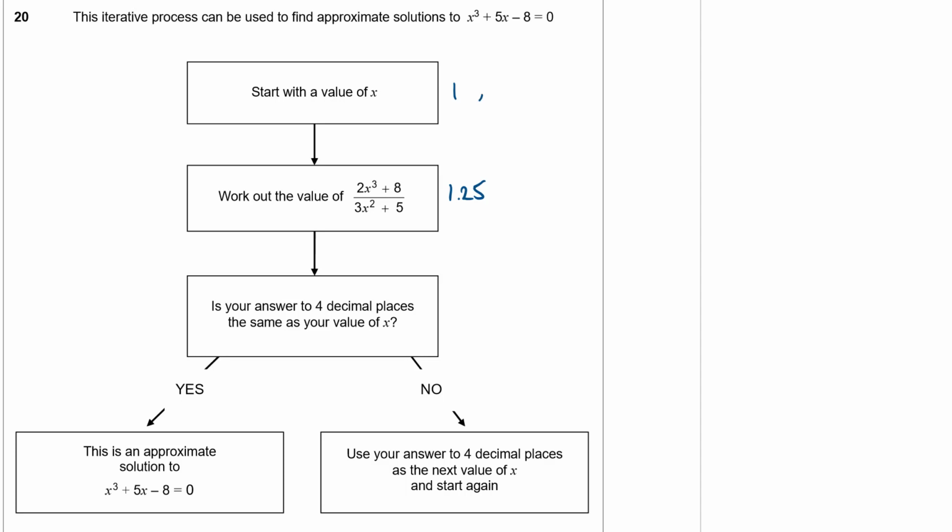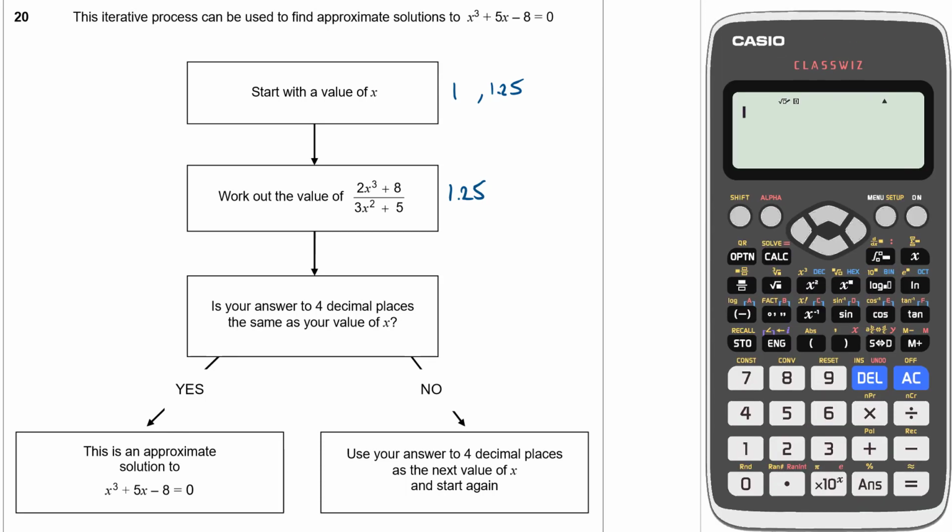Okay, so I'm going to go back up to the top and I'm going to make 1.25 my input value. Right, I'm not going to be able to do this sum in my head this time, so it's time to reach for the calculator. Now this is going to be an iterative process, so I want to be able to feed my answer back into the calculator again and again without having to retype everything. So I'm going to start off by pressing the number 1 and then equals, so that will store the number 1 as the last calculated answer. And then I'm going to type in this long expression based on that answer.